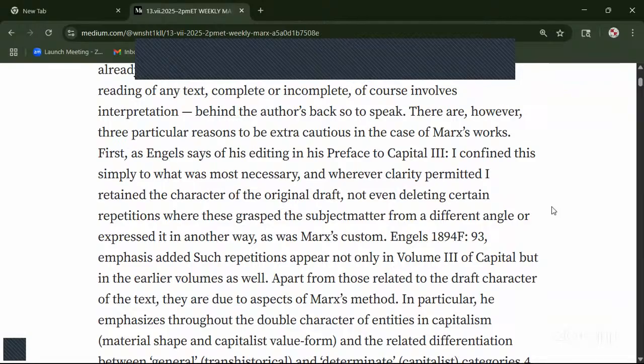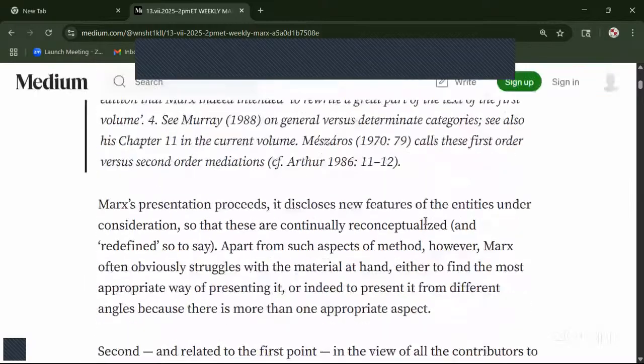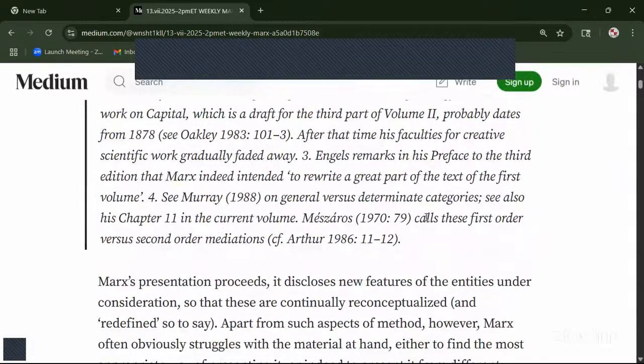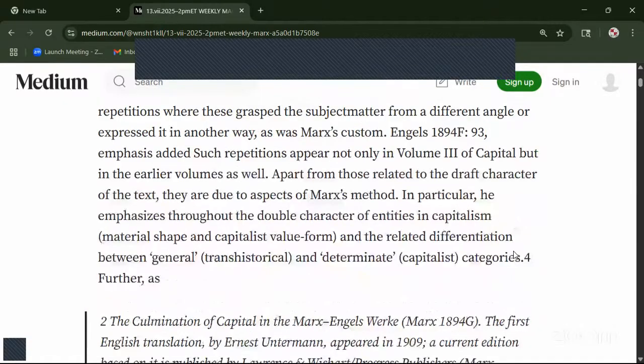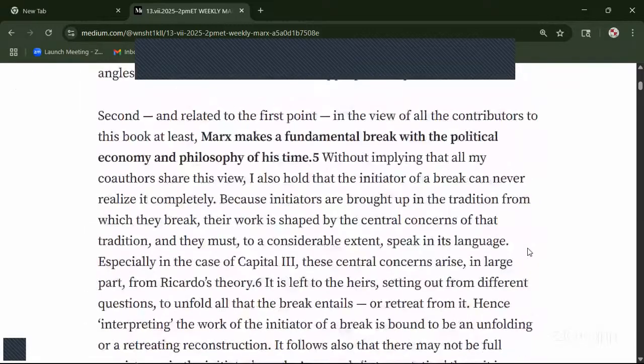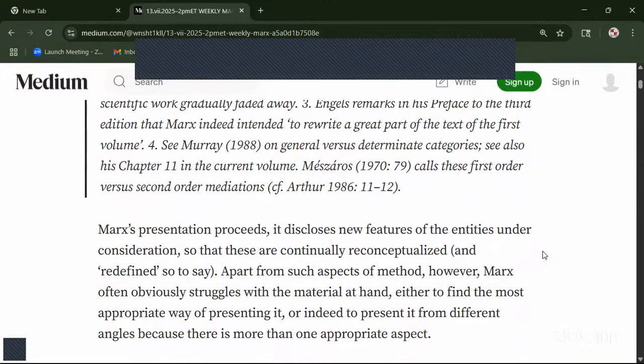Such repetitions appear not only in volume 3 of Capital, but in the earlier volumes as well. Apart from those related to the draft character of the text, they are due to aspects of Marx's method. In particular, he emphasizes throughout the double character of entities in capitalism, that is, material shape and capitalist value form, and the related differentiation between general, that is, transhistorical, and determinate capitalist categories. Further, as Marx's presentation proceeds, it discloses new features of the entities under consideration, so that these are continually reconceptualized and redefined, so to say.